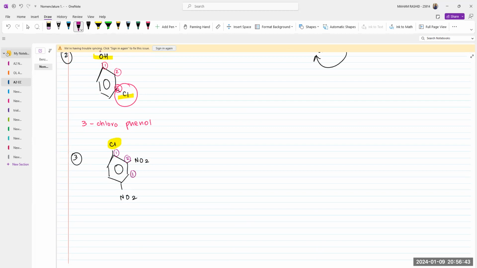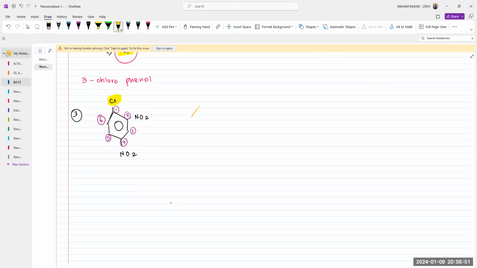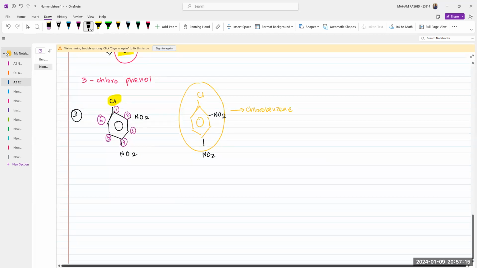1, 2, 3, 4, 5, and 6. And since chlorine is the root name, I'm going to name my compound. If my compound was just this, I would have named it chlorobenzene, right? However, now we have added substituents to it. We have added a nitro group and we have added another nitro group. So I need to add these substituents to this name.